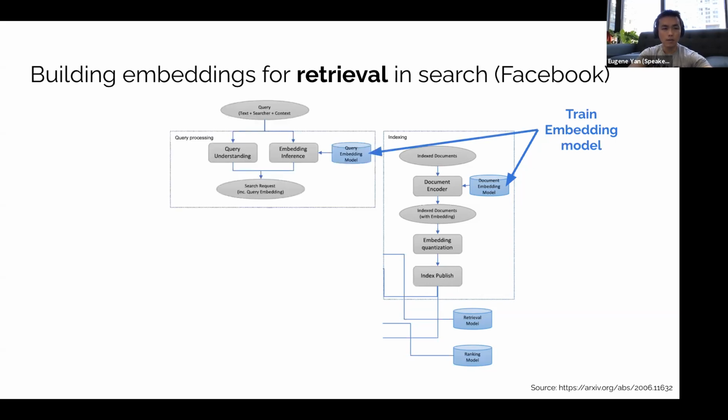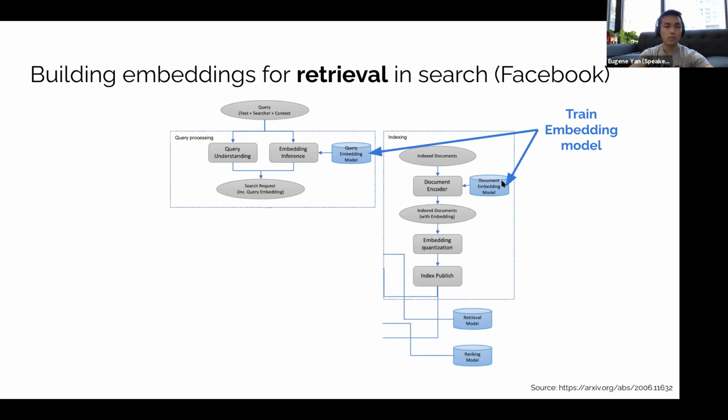So in the online environment, what happens when a query first comes in? When a query first comes in, it goes into query understanding. These are a bunch of rules to understand and annotate the query. Hey, is this a person? Is this a location, etc.? Is this a group? And part of it goes into embedding inference, which relies on the query embedding model.